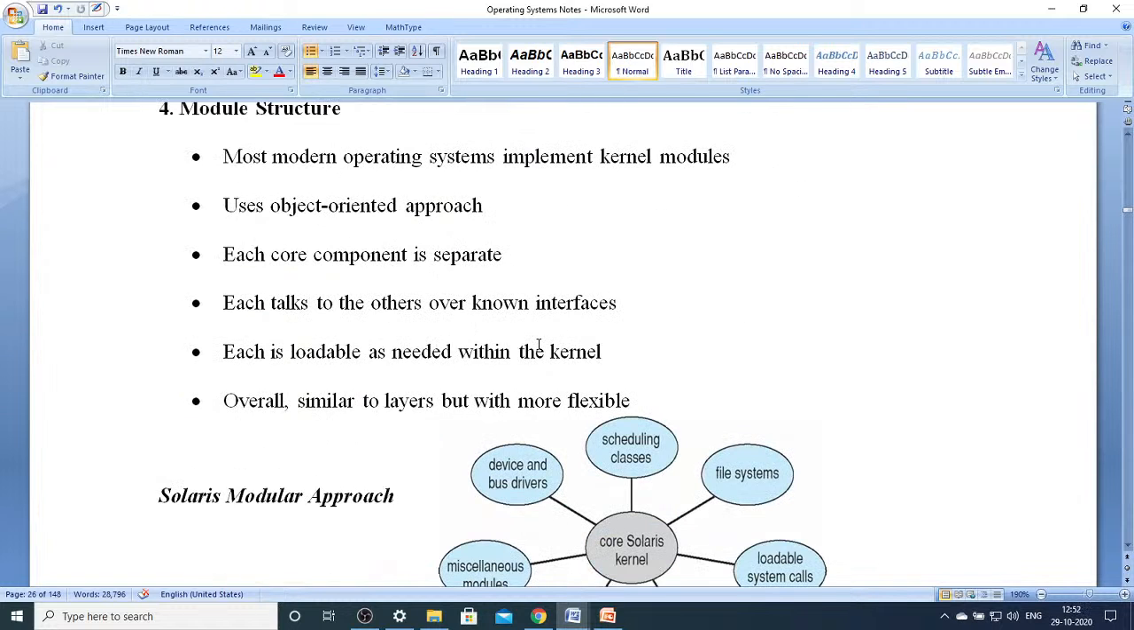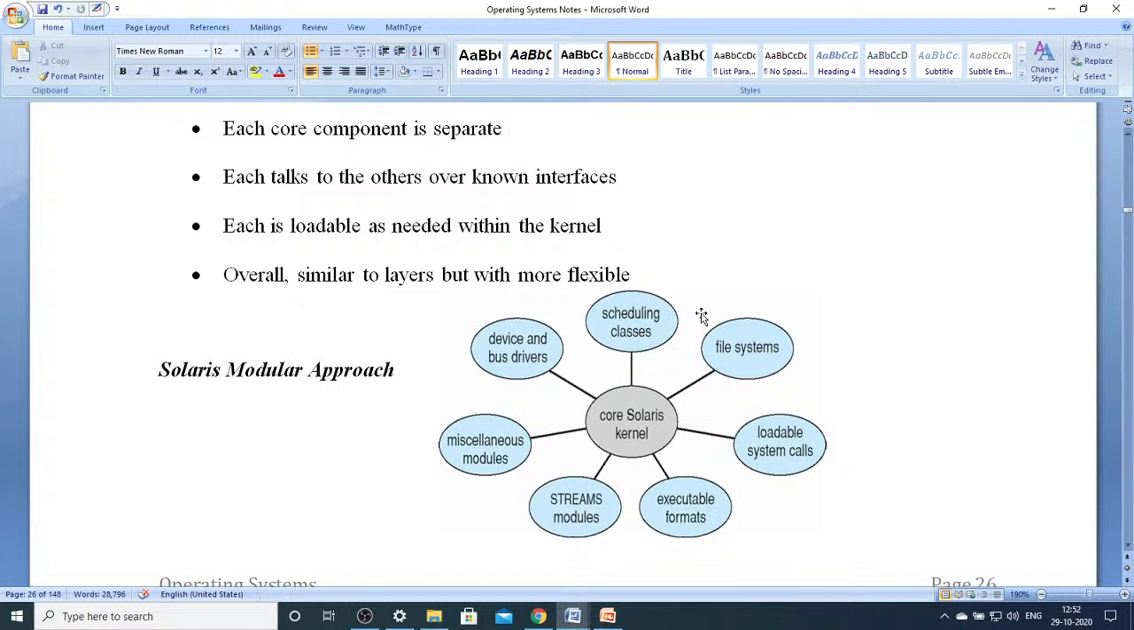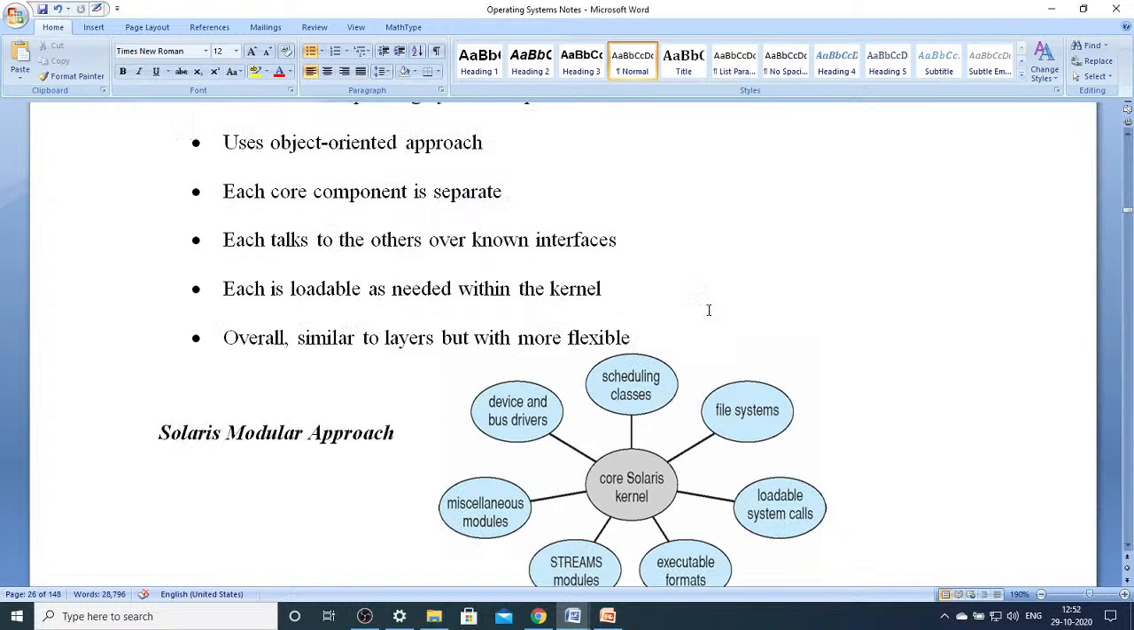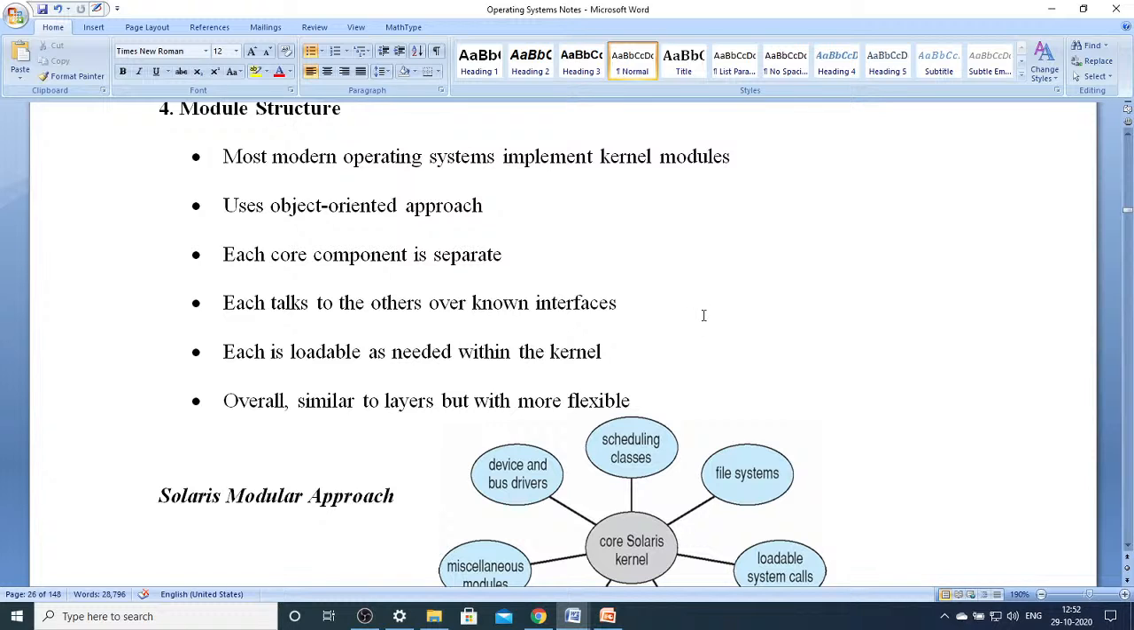And coming to the modular approach, which makes use of the object oriented approach. You can draw the Solaris example in the exam. Easy installation and deinstallation is possible with the modular approach. Any service that is required can be easily installed, and whichever service is not required can be uninstalled. That's what the modular approach is all about. So these are the 4 structures you need to explain as part of the operating system structures: simple, layered, microkernel and modular approach.